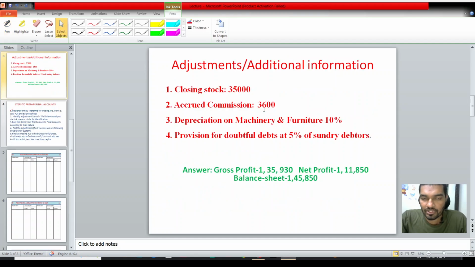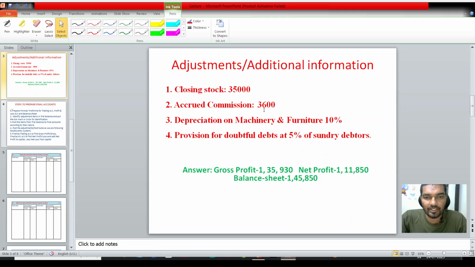So first adjustment is closing stock. We need not put any tick mark for this adjustment. Always closing stock adjustment will be shown trading account credit side and balance sheet asset side. So we need not put any tick mark for the closing stock. Directly we have to post in 2 places. One is trading account credit side and balance sheet asset side.